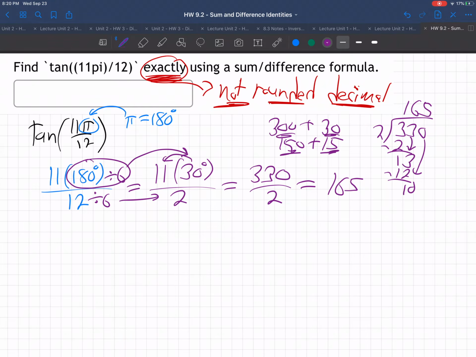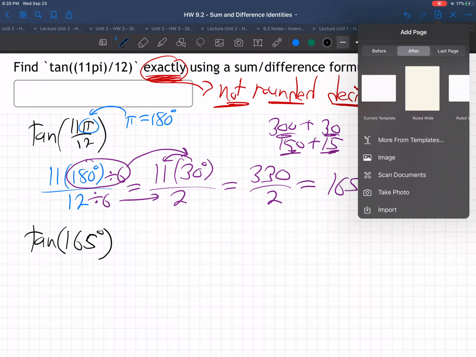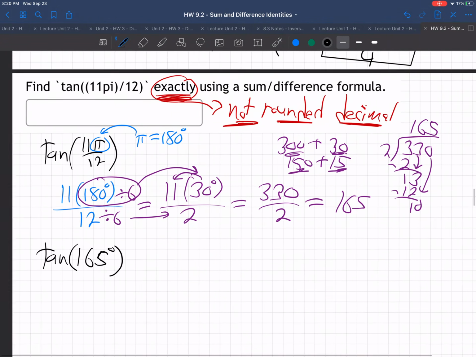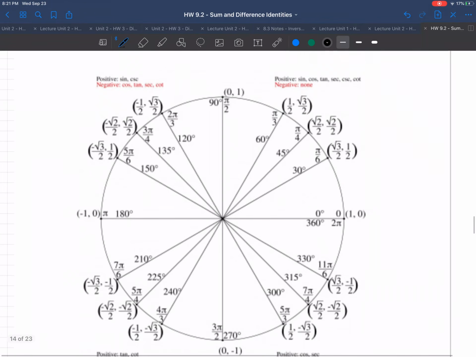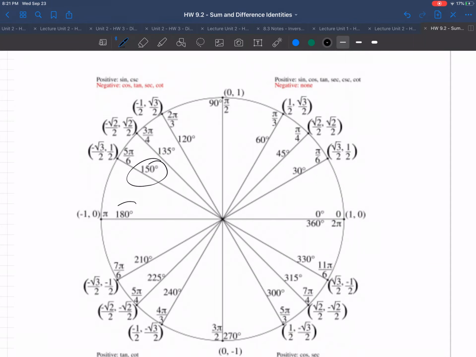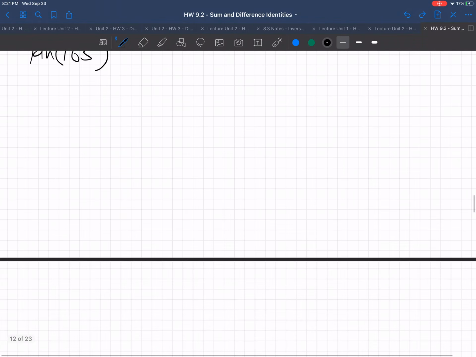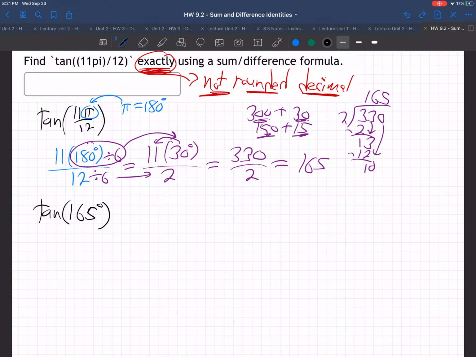So this question, without using a calculator, we've been able to figure out that they're really asking us to give them the tangent of 165 degrees. That's what they want. Tangent of 165. So let me, again, go to the unit circle down here. There's no 165 degrees. Here's 150, here's 180. There's no 165 on the unit circle, so how in the world are we going to do the tangent of 165?